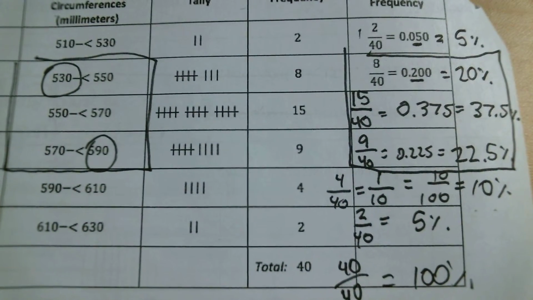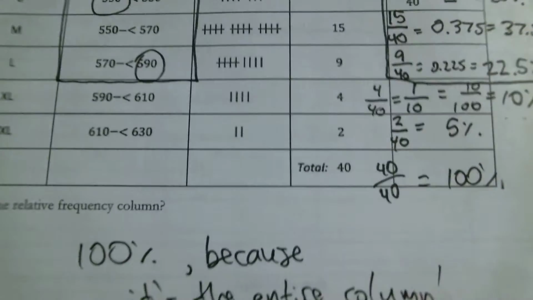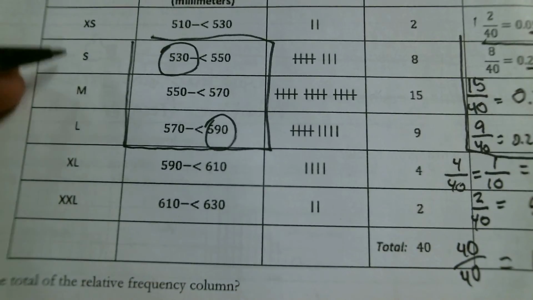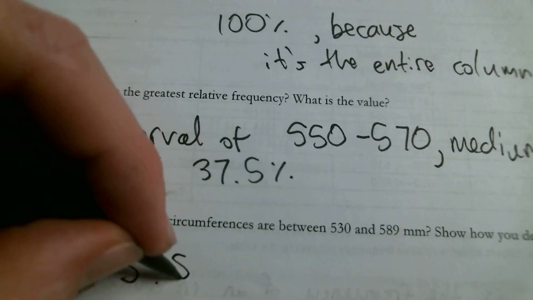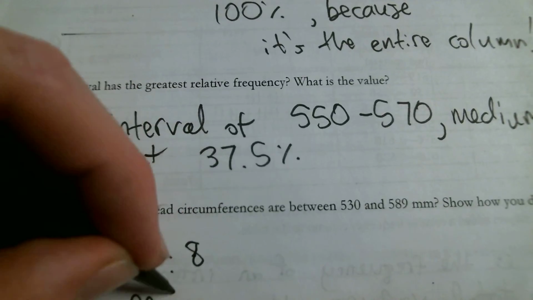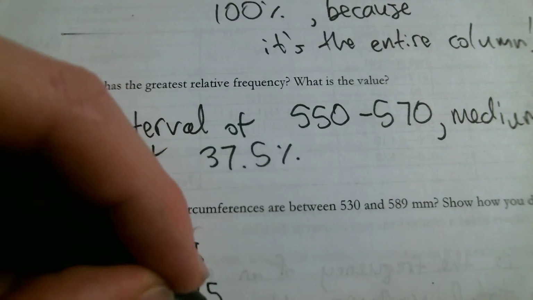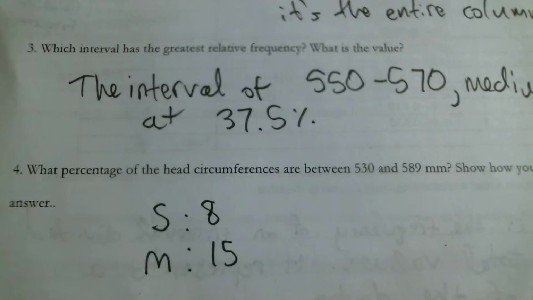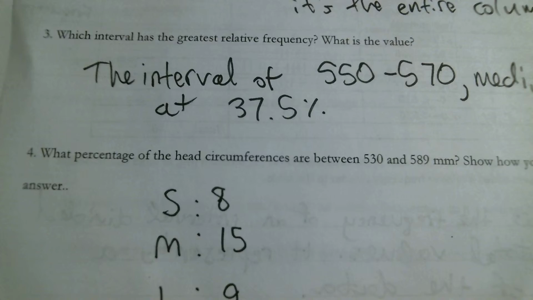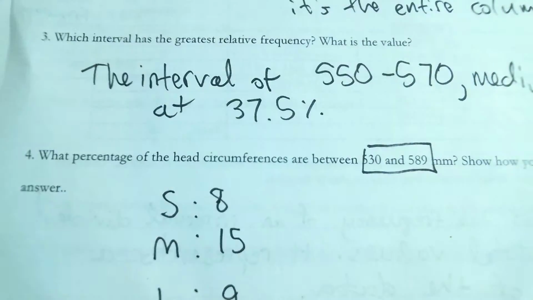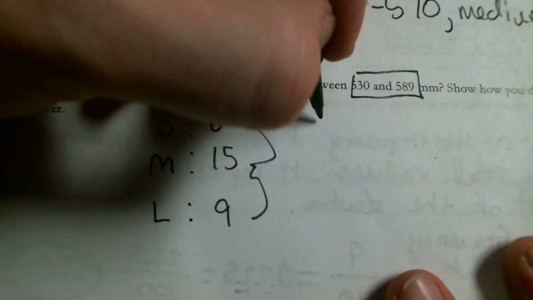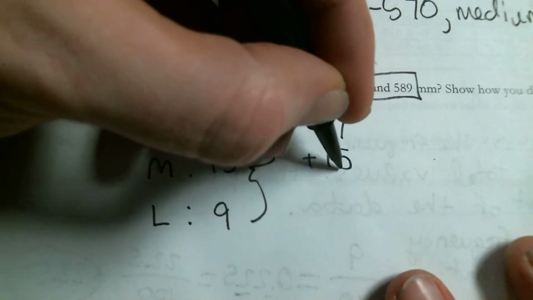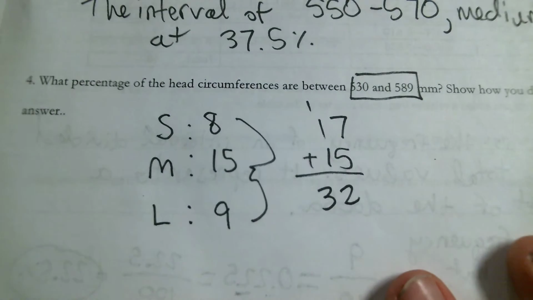Now there's another way we can do this. We can think that we're including small, medium, and large. So small, there were 8 people. Medium, there were 15 people. And large, there were 9 people. Remember, this is all the people in this range right here. So how many total is that? Well, we know 8 and 9, that is 17. Then we just need to add the 15. So 2 and 7 is 12. So this would be 32.